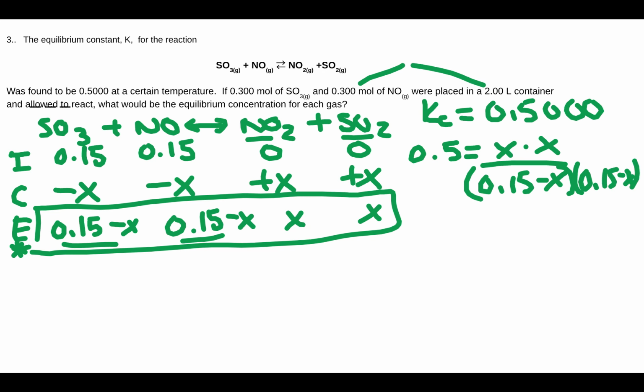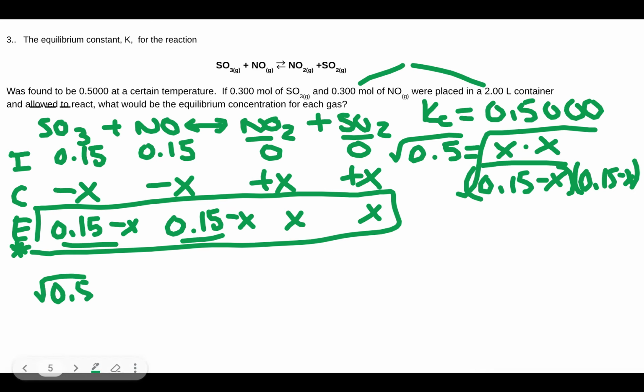So products over reactants. So then what we can do at this point, realizing that X times X is just X squared, and the same thing at the bottom is squared, if we take the square root of both sides, then we would cancel out the squares. So I'm just gonna come over here, have the root of 0.5 will end up being X over 0.15 minus X. So at this point, we want to solve for X. To do that, you have to get X out of the denominator. So we're going to multiply both sides by that binomial.